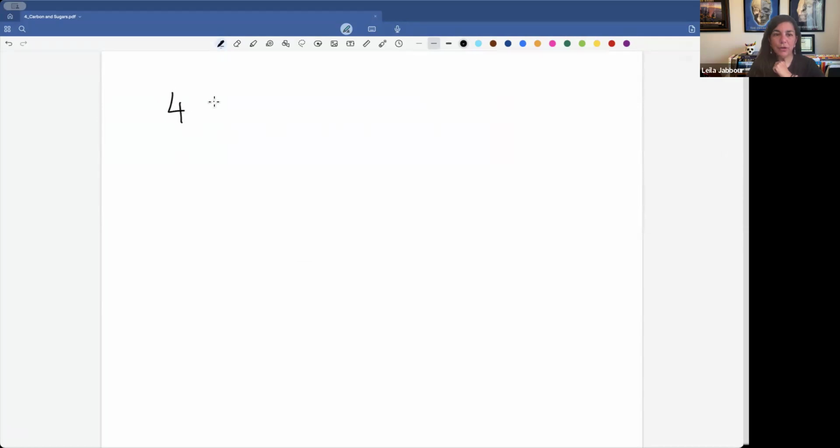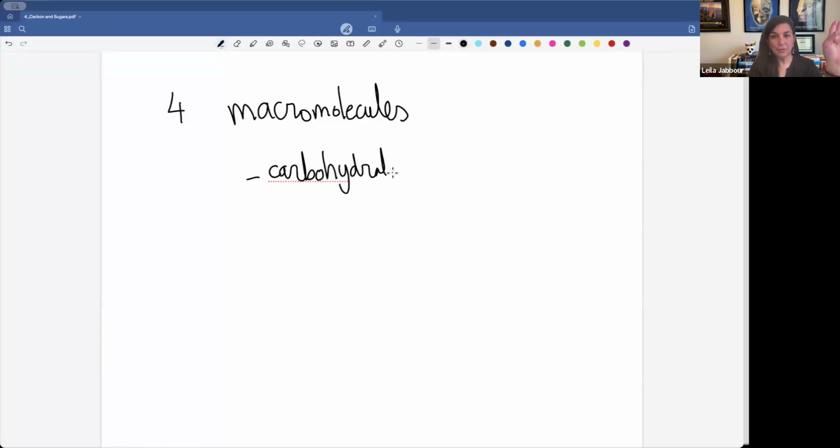So we have four macromolecules. This particular lecture is just on carbohydrates, but we have four macromolecules: the carbohydrates, so we say sugars, that's what it's referring to, carbohydrates, and we're going to talk about what makes a carbohydrate and how they're assembled together and what's their role in the cell. So we're going to talk about that.